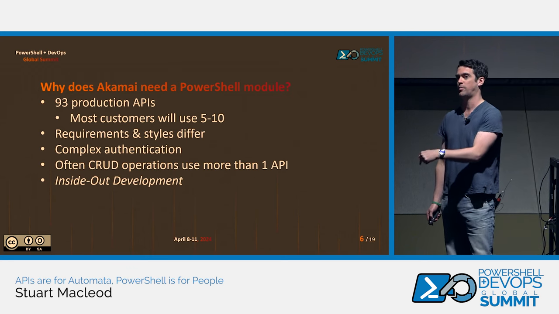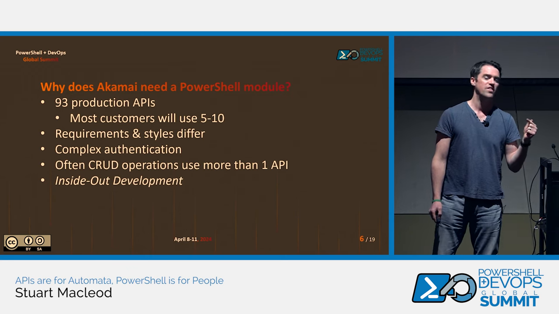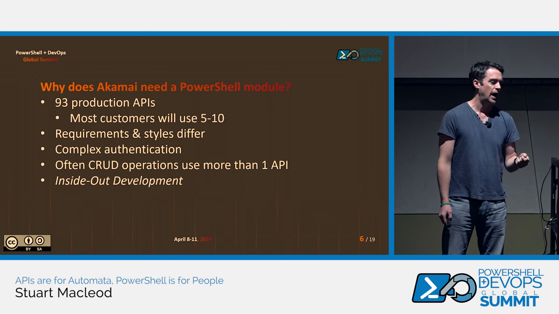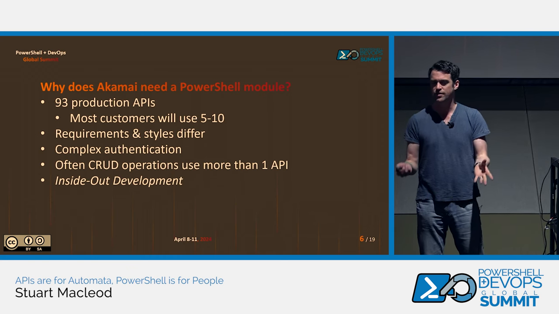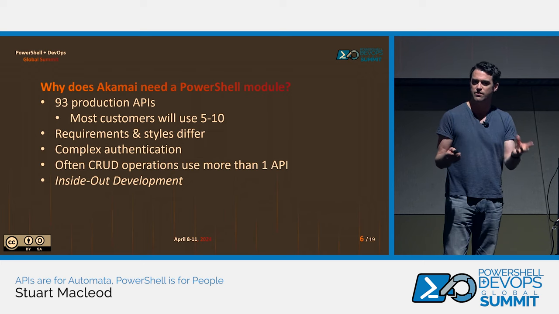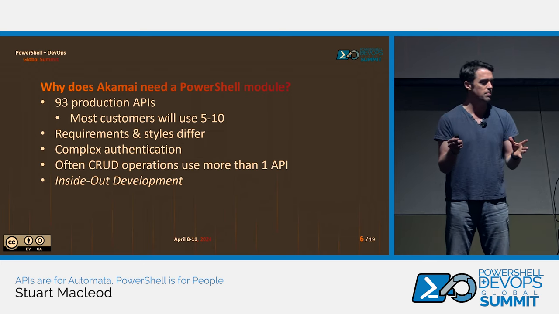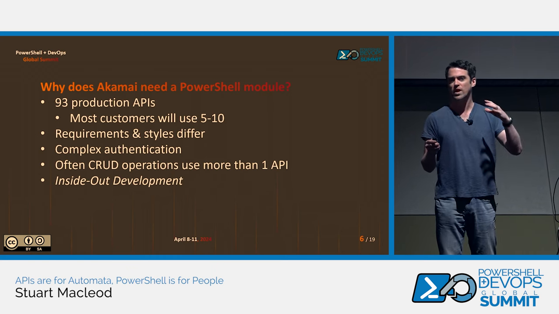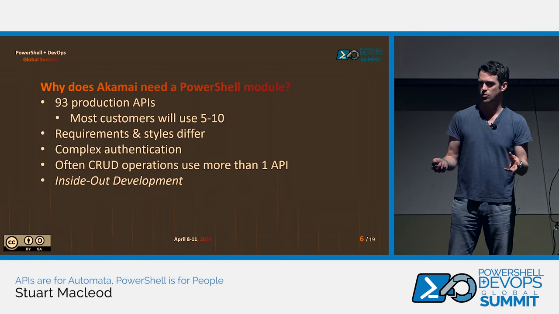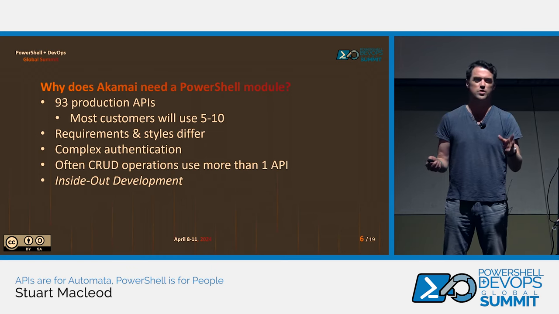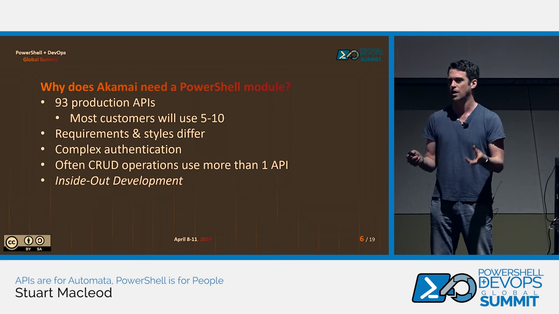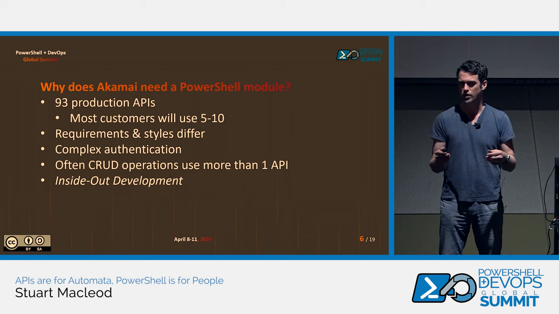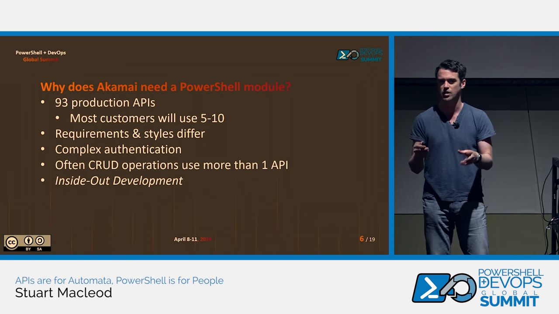So why does Akamai need a PowerShell module? Well, we have 93 production APIs. I checked the list yesterday. Most customers aren't going to use 93 APIs. Most customers will use 5 or 10 of them. But we've got multiple APIs which have different requirements and different styles. We have a fairly complex authentication model. It's a proprietary thing we call EdgeGrid, which is basically cryptographic signing. It's not quite as straightforward as just sending an API token in an authorization header, so it requires a little bit of interaction.